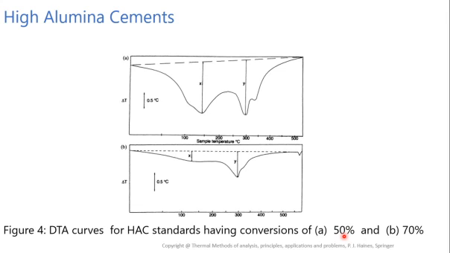This is the DTA curve for the high alumina cement standards having conversion: in diagram A there is a 50% conversion, and in diagram B there is a 70% conversion taking place.